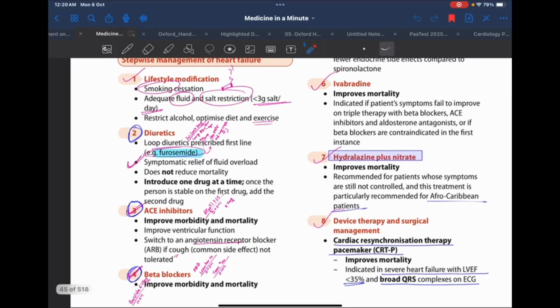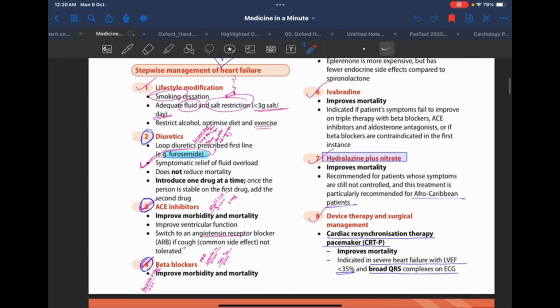Now, what will be the management of heart failure? At first, you need to counsel the patient about lifestyle modification, which is smoking cessation, adequate salt and fluid restriction, restricting alcohol, and optimizing diet and exercise. And then you need to remember 3 drugs, that is, at first we will give diuretics, then ACE inhibitor, and then beta blocker. This is D, A, B.